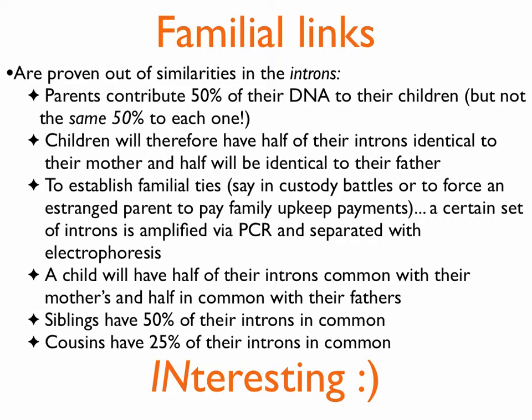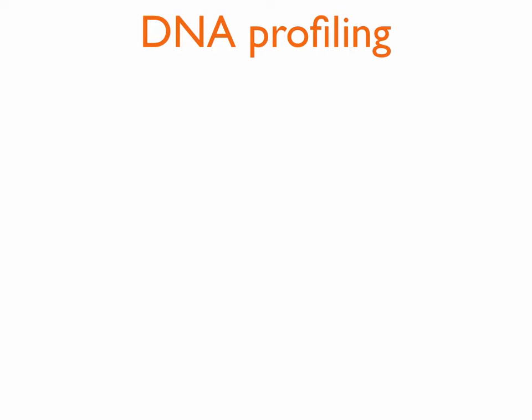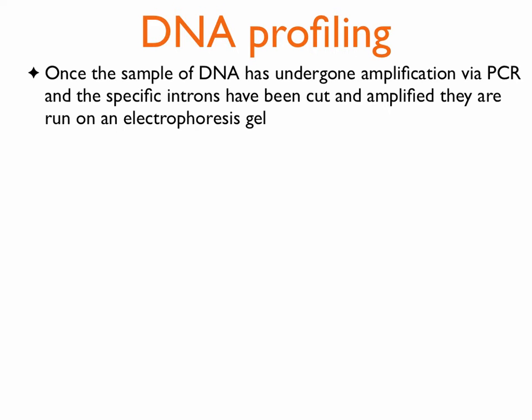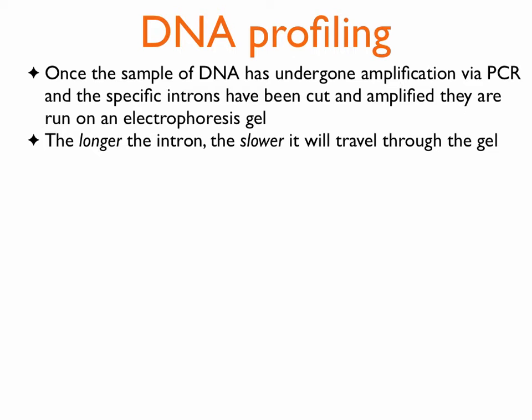Remember, this is very interesting as we examine the introns. We call this examination of the DNA introns DNA profiling because we're forming a profile for an individual. This is how we do DNA profiling. Once the sample of DNA has undergone amplification via PCR, check Moodle again if you're not sure of this, and the specific introns have been cut and amplified, we run them on a gel. Now remember, the longer the intron is, in other words, the length of the strand, the slower it's going to move through the electrophoresis gel.